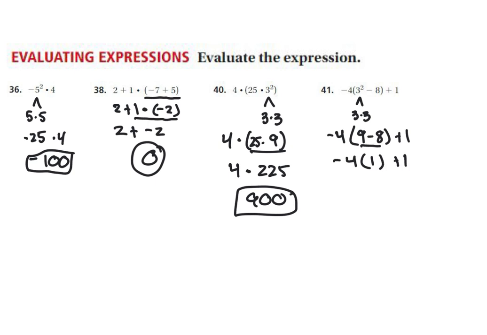And here's a spot where you may have made a mistake. You can't cancel out the 1 and the plus 1 or add the 1s first. You have to do PEMDAS. So we have to multiply. -4 times 1 is -4. -4 plus 1 is -3.